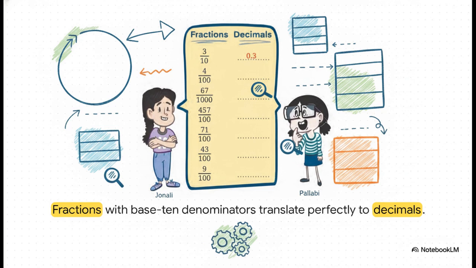Take a look at Janelli and Pallabi here. They're playing a pretty straightforward conversion game. Janelli calls out a fraction, and Pallabi fires back with the equivalent decimal. And notice the pattern in Janelli's fractions? 3 over 10, 4 over 100, 67 over 1,000.